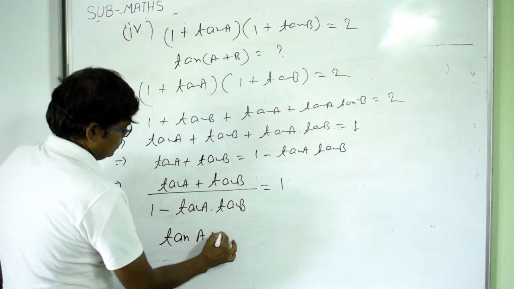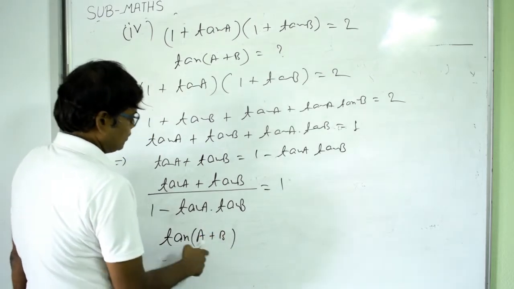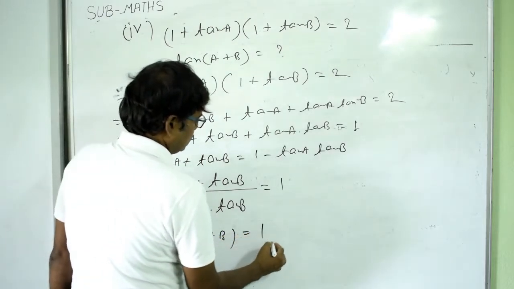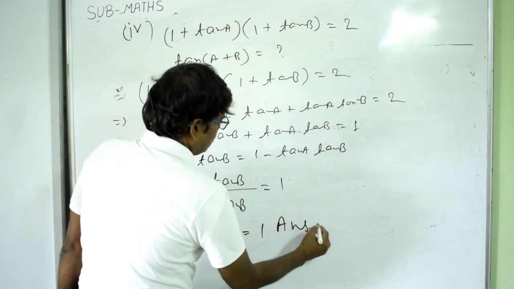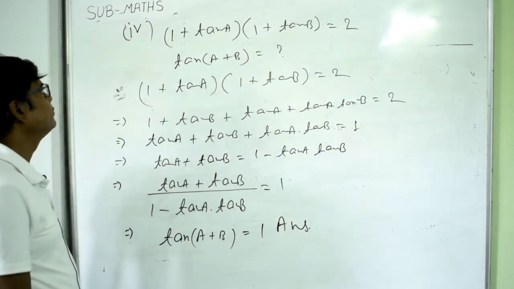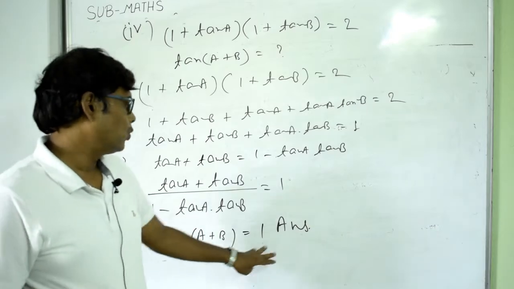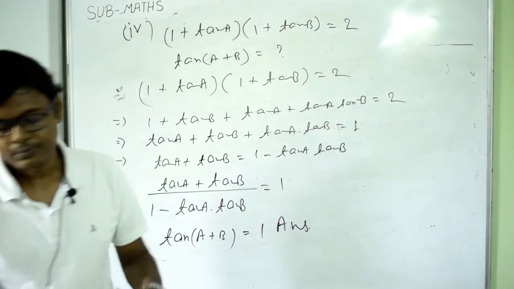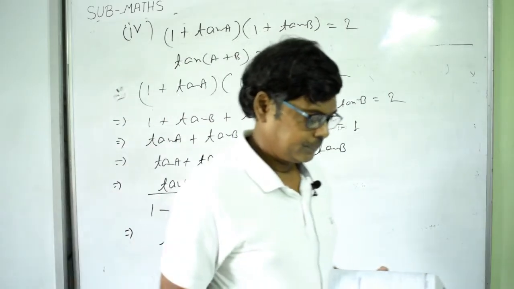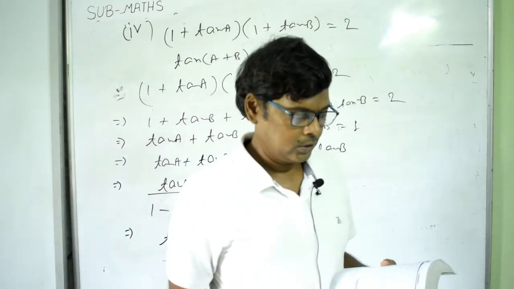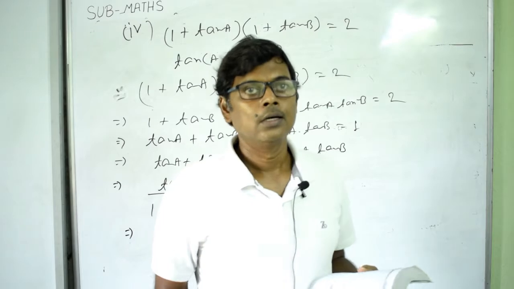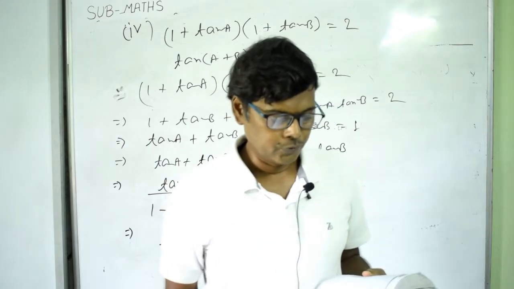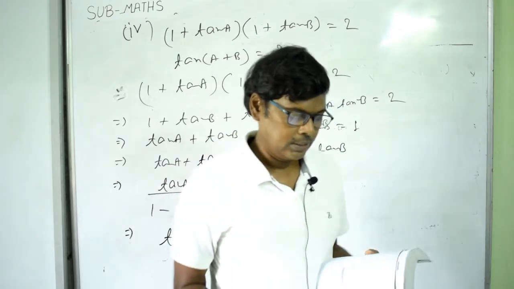Tan(A+B) is a formula here, tan(A+B) equals this, and this is equal to 1. So this is the answer to this question. Tan(A+B) equal to 1 is the answer. Now the next question. In this question, option D is the correct option for question number 4, which I have just done.